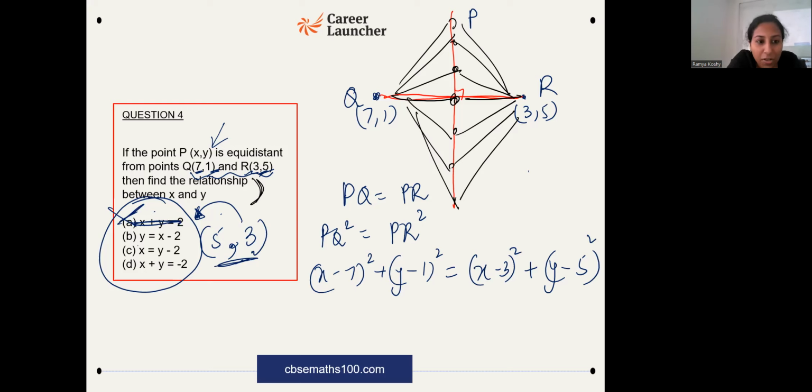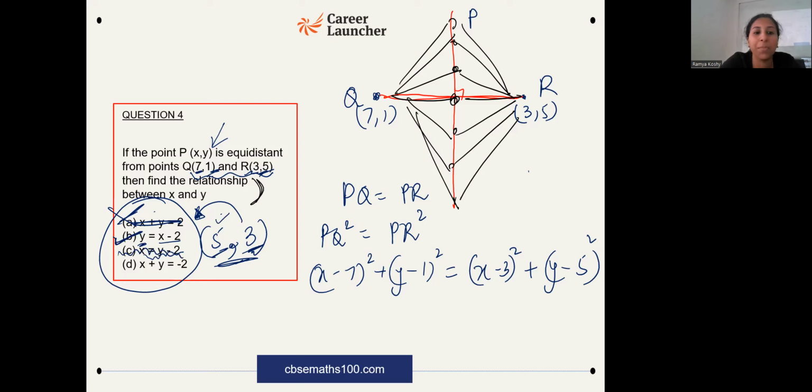Alright? y equals x minus 2. 3 is equal to 5 minus 2. Is it correct? Yes, 3 is equal to 5 minus 2. So it satisfies. But don't stop there, because we are just considering one point, not all the points. To be on the safe side, what should you do? Continue checking options. x equals y minus 2. 5 is equal to 3 minus 2? No, not correct.